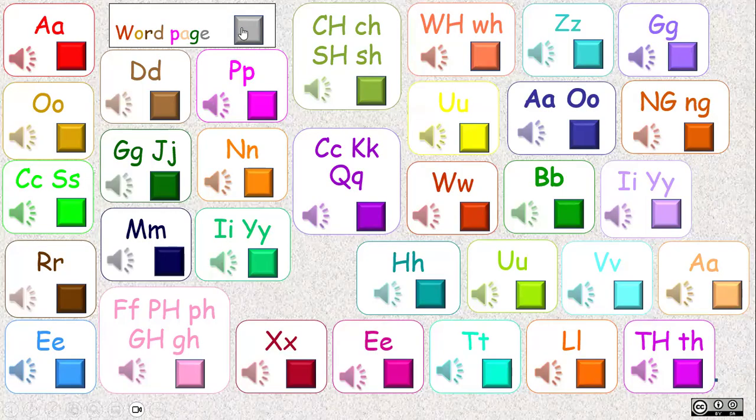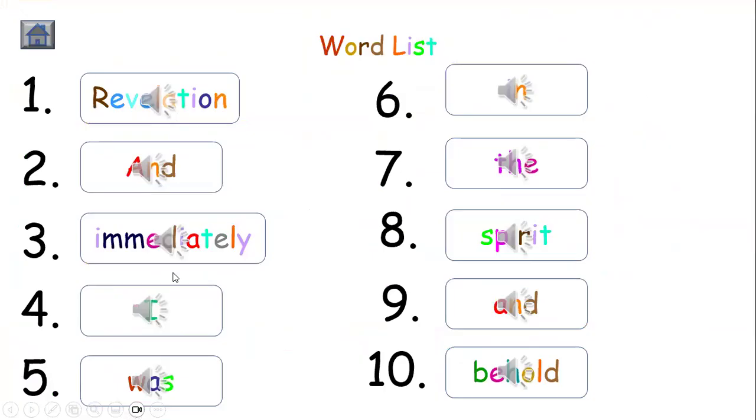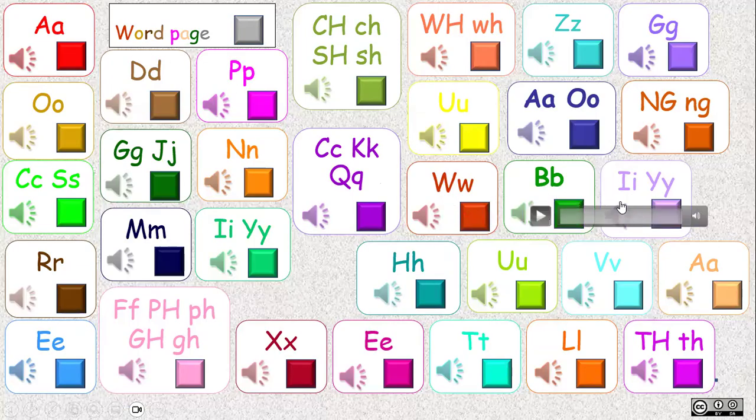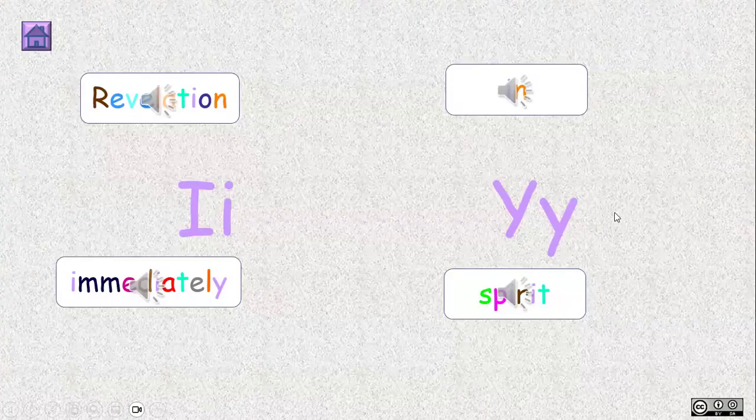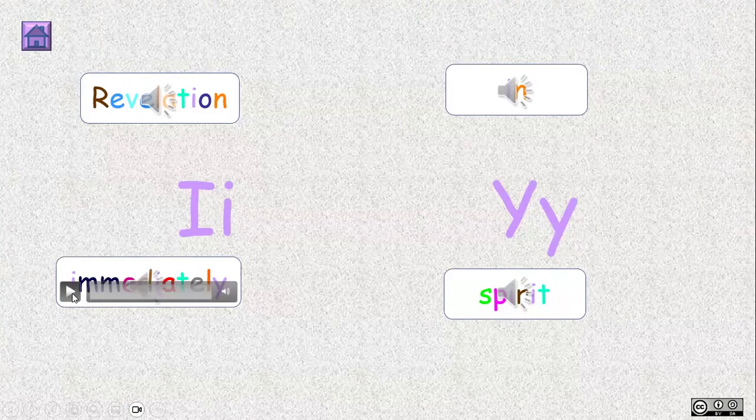Back to the word page. Next word is immediately. First sound in immediately is i. We will go back to the home page and find the i sound. Now we'll go here. This is the i sound. We go to the i page. And we will hear immediately.